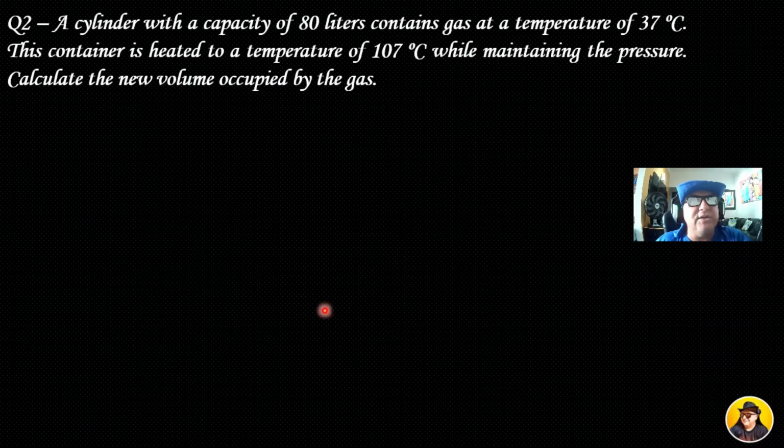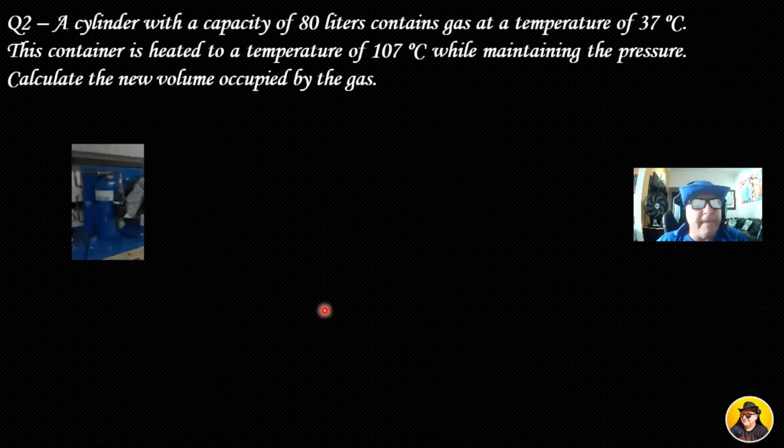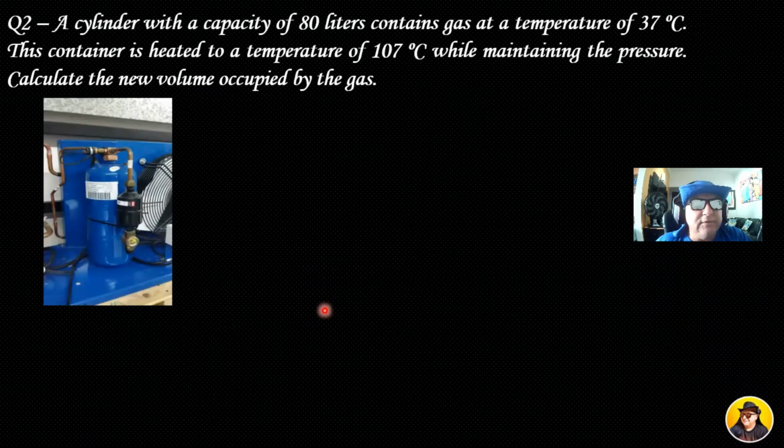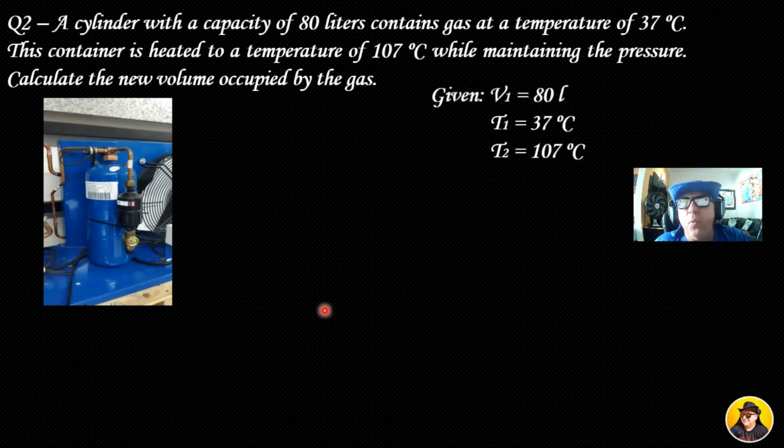A cylinder with a capacity of 80 liters contains gas at a temperature of 37 degrees Celsius. This container is heated to a temperature of 107 degrees Celsius while maintaining the pressure. So the pressure is constant. Calculate the new volume occupied by the gas. An illustrative picture of a cylinder. What was given? V1, 80 liters. T1, 37 degrees Celsius. T2, 107 degrees Celsius.